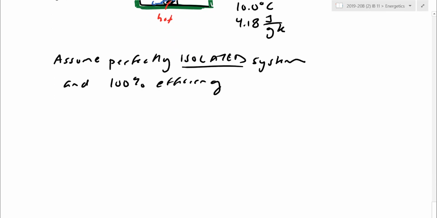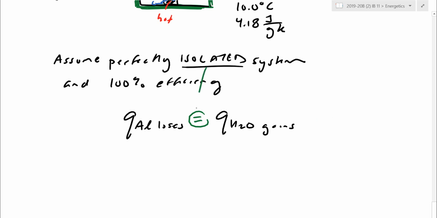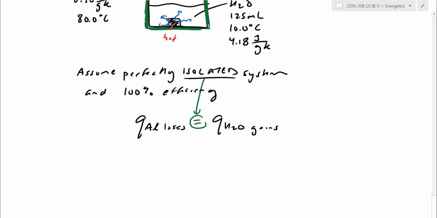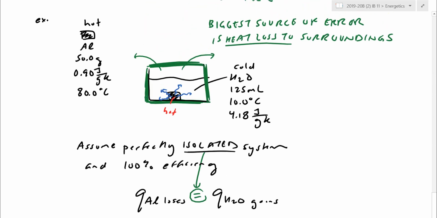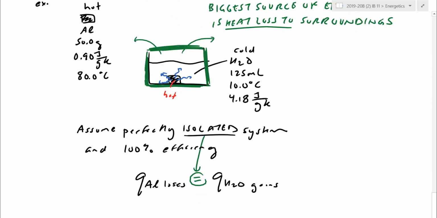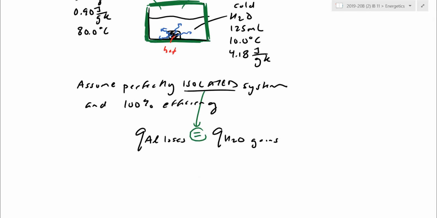Under those conditions, we can say my hot block of aluminum, because it's hotter, is going to lose heat, it's going to lose Q. The amount of heat that aluminum loses has to match the amount of heat the water gains. Under those assumptions, if there's no heat loss and no other Q terms, I can say that these two are equal. So under those two assumptions, we're always going to make that assumption, and we're going to do a calculation from here on out. So let's try it out.